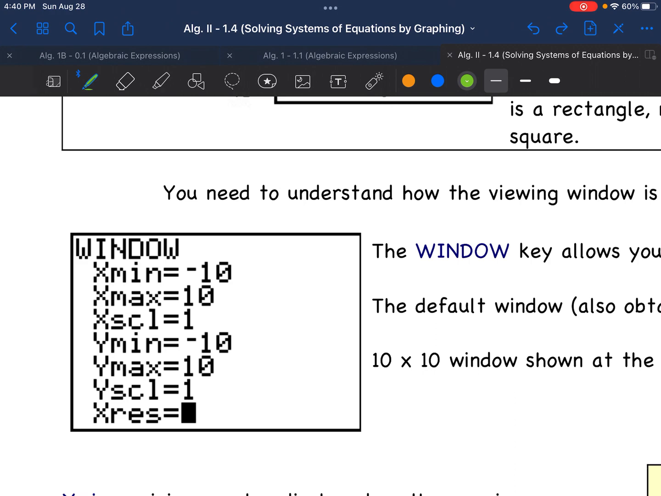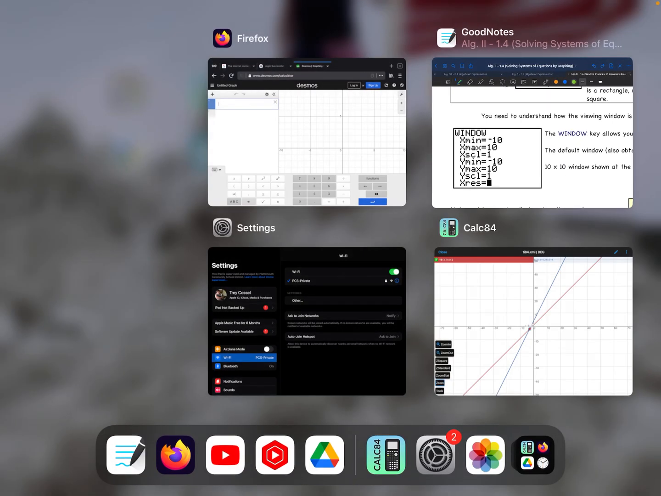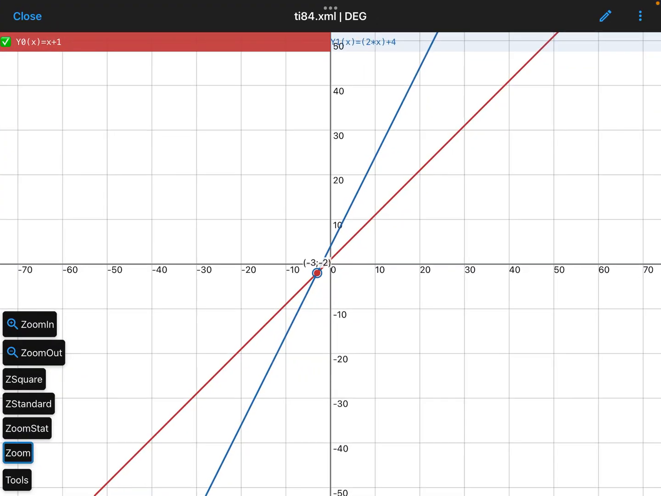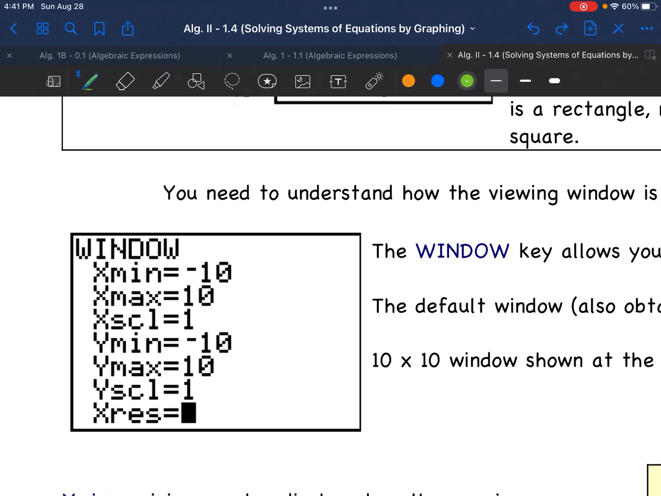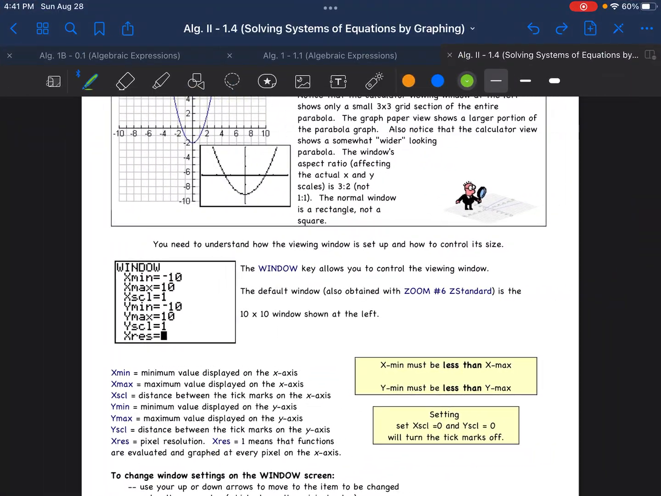The scale, don't really ever worry about changing those by 1. That's just saying, hey, is my graph counting by 1s or by whatever. The y min and max is how far up and down you are. So for me, I can see I'm 50 up and -50 down. So my y min and max would be -50 and +50. Once you have the window set where you want it, hit the graph button again and you'll be good.